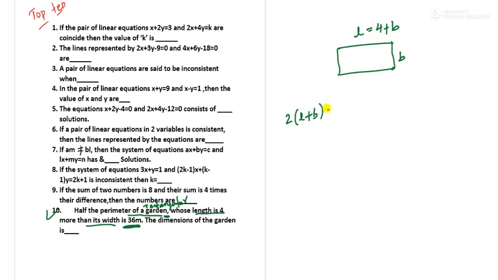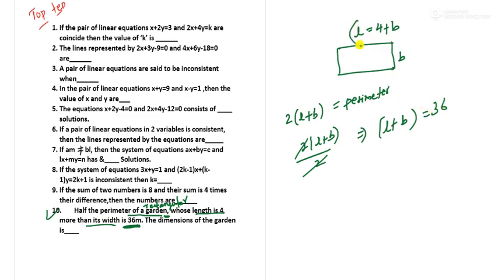This is the overall perimeter, but they have asked half of the perimeter, so half will be 2 into L plus b divided by 2. So 2 get cancelled, you will get just L plus b. So L plus b is given as 36. Now if you look here, you have one condition, L equals 4 plus b.